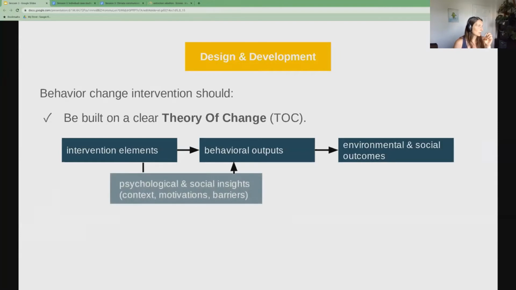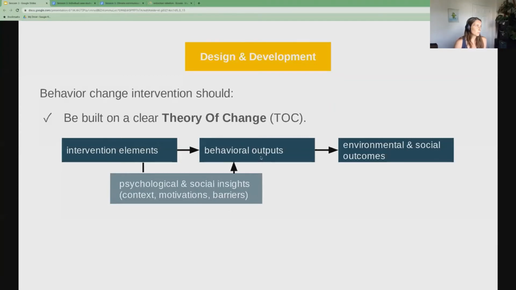What we haven't quite taken into account yet is all the work that we've done before. If we really look back at the contextual analysis, that is something that happens in between here. We might have seen that actually our farmers aren't really that driven by monetary considerations. They are more driven by social status, or they actually really care about their local ecology. So these psychological and social insights are what should really inform our link of intervention elements and behavioral outputs.